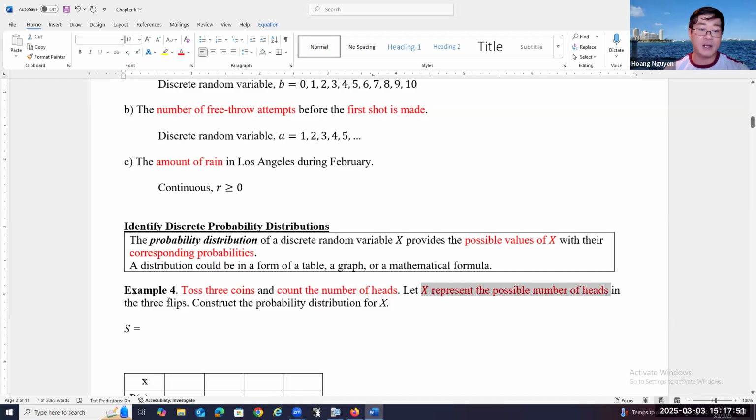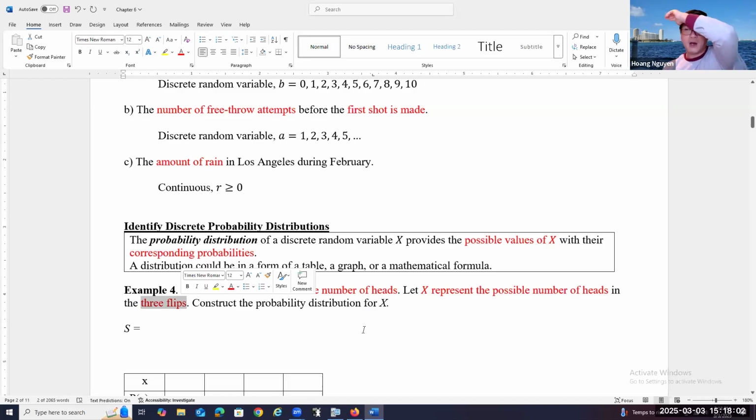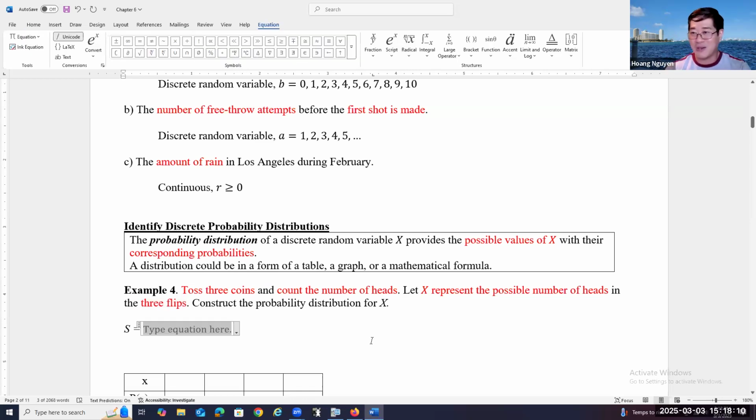Keep in mind, everyone, we only do 3 flips, so the maximum we might have is 3 heads in a row. Construct a probability distribution for this random variable x. Before we can come up with the probability distribution, let's see what the sample space is. Based on the rules we learned in chapter 5, we might use the multiplication rule to determine the sample space.